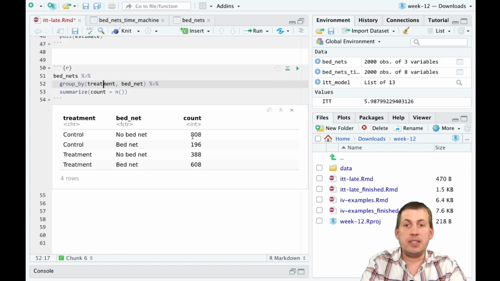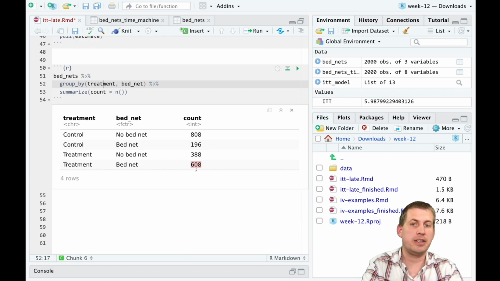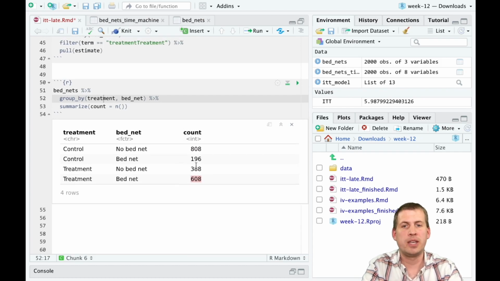So we can see here that there were 808 people in the control group who didn't use the BedNet. There were almost 200 in the control group who did use the BedNet. These are our always takers. And then we have 400 people in the treatment group who didn't use the BedNet. Those are our never takers. And we have 600 people who are in the treatment group who used the BedNet. And this is a mix of our compliers and our always takers.